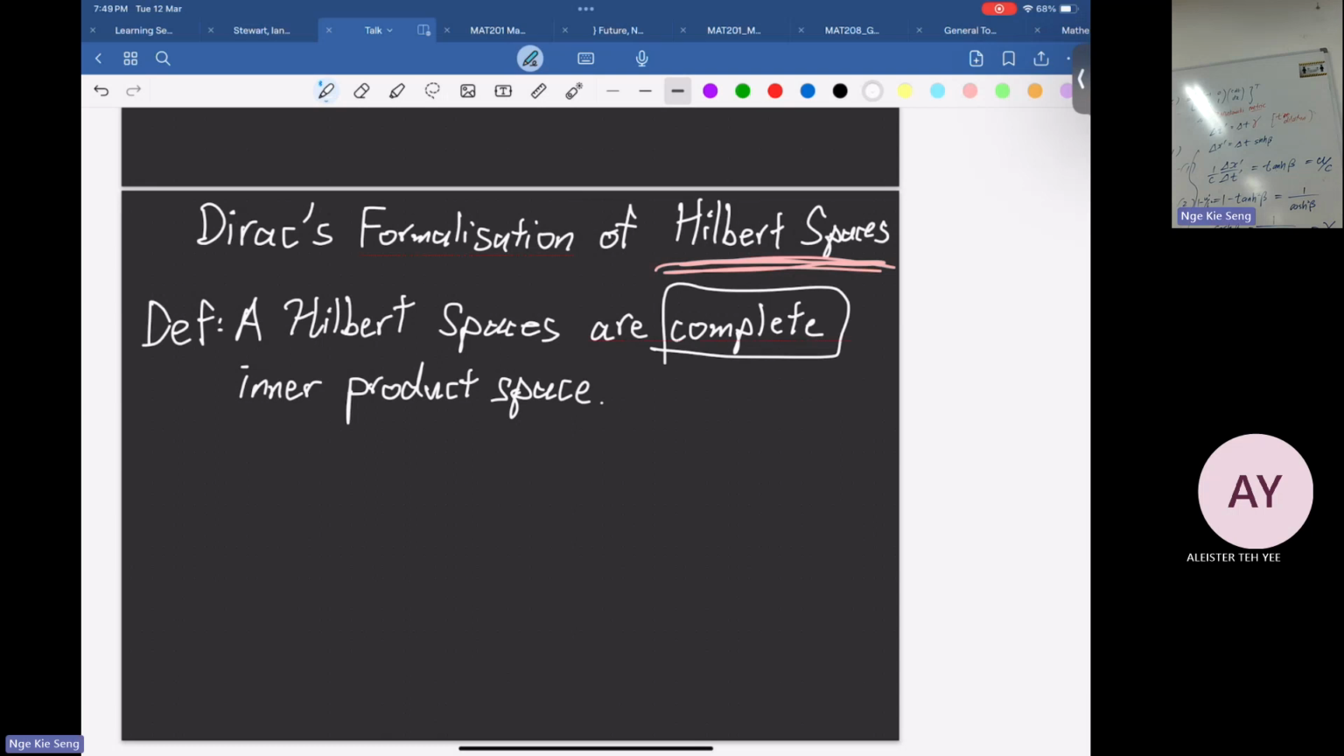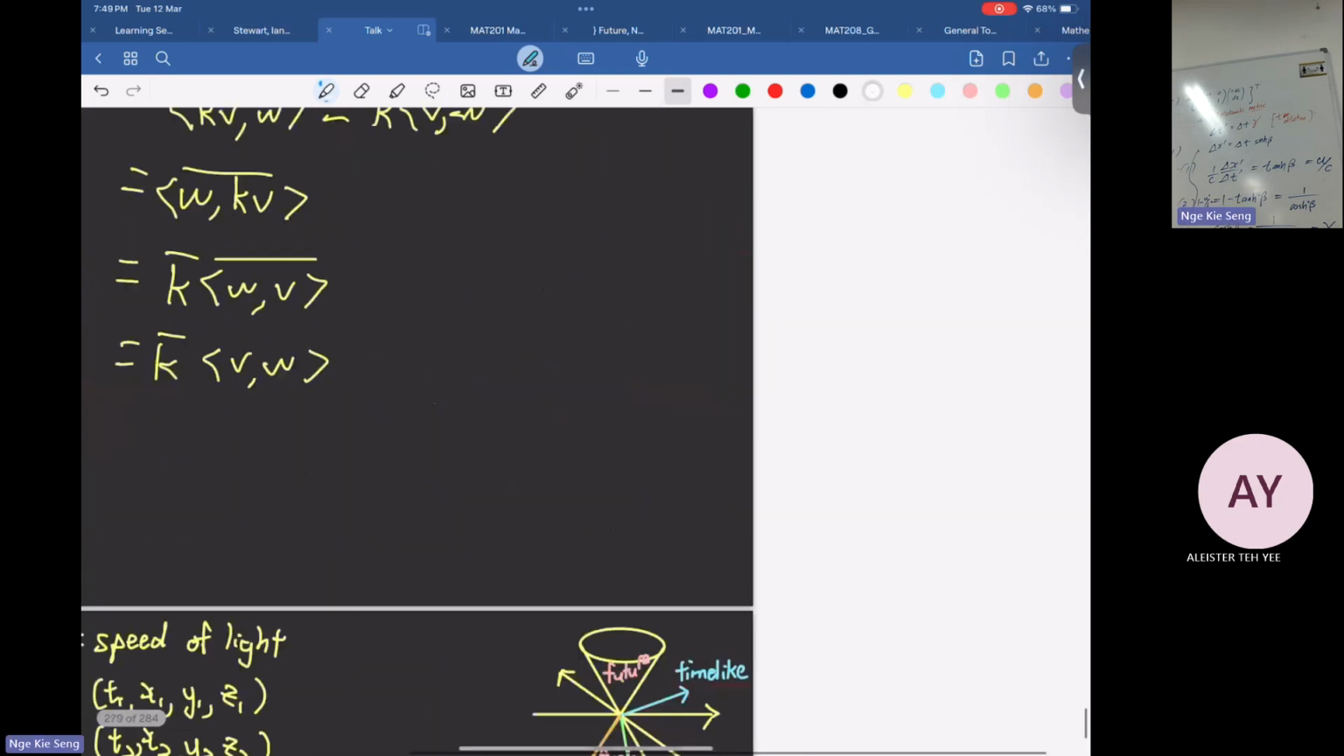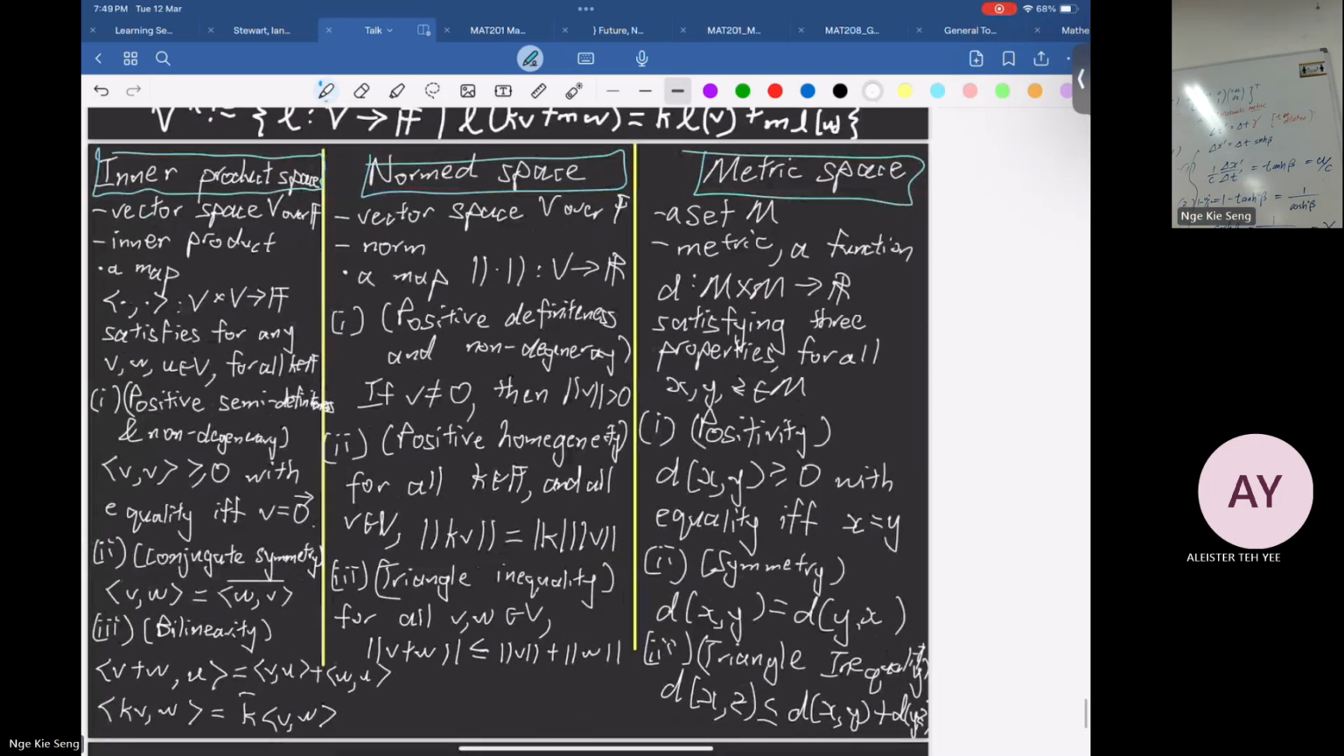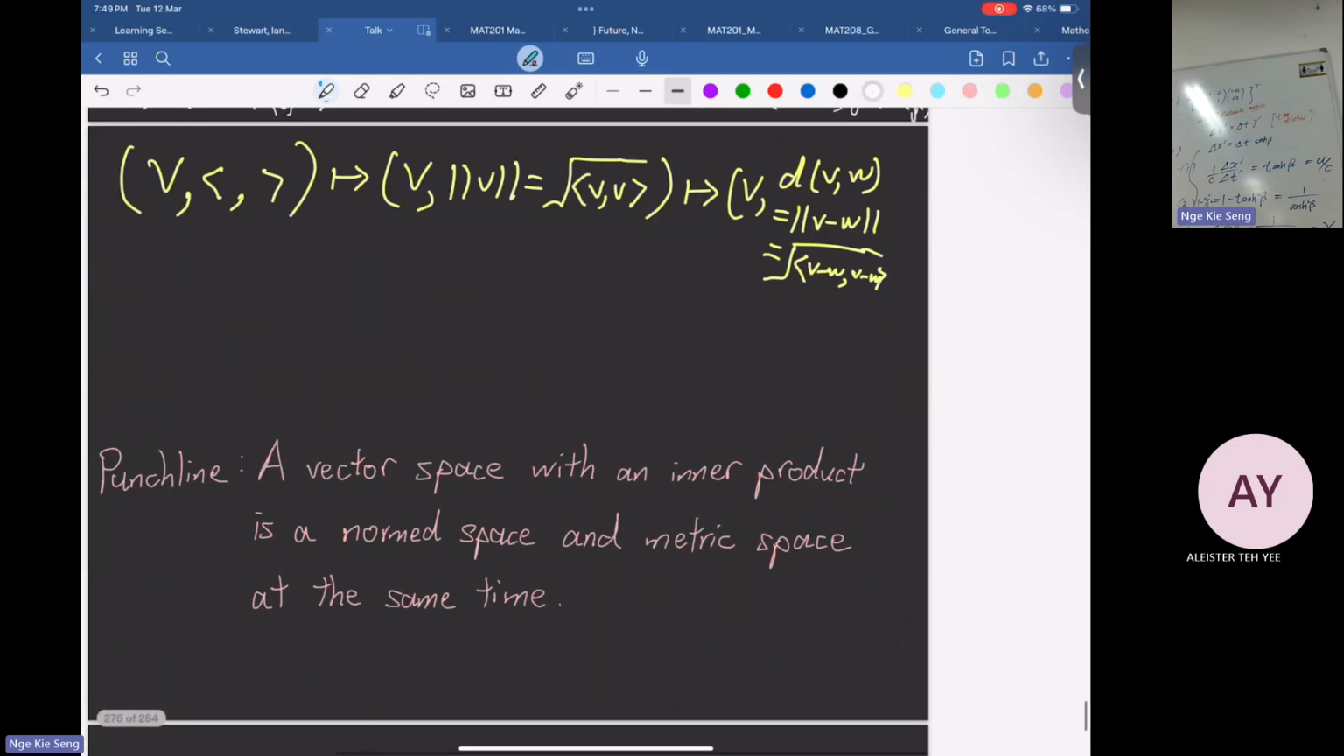To talk about completeness, I don't want to go into too much detail, but I want to tell you about this concept. This is the reason why last week we went from inner product space to a normed space and then to a metric space. Remember last week we said that if I have an inner product space, I can define a norm, and then I can define a metric. So an inner product space is also a metric space at the same time.